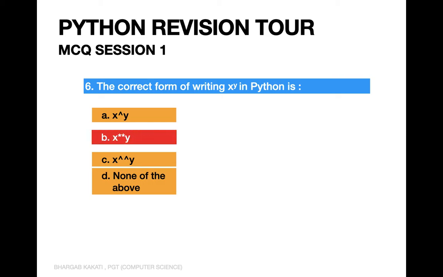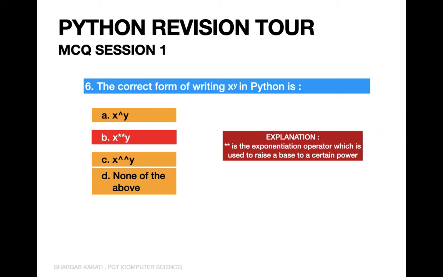As we have already discussed in one of the previous questions, star star, or multiply multiply, is known as the exponentiation operator. With the help of this operator, we can raise a base to a certain power. Here base is x and the power is y. So, for writing x to the power y, we will be writing x star star y. So, as I have already explained, star star is the exponentiation operator which is used to raise a base to a certain power. I hope this concept is clear.